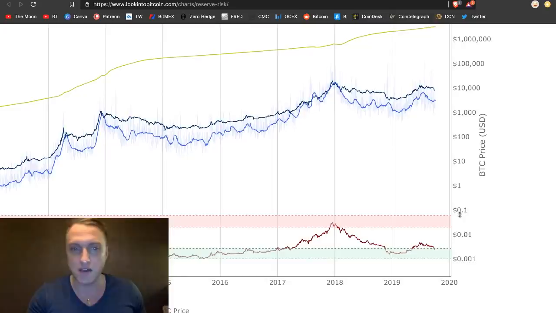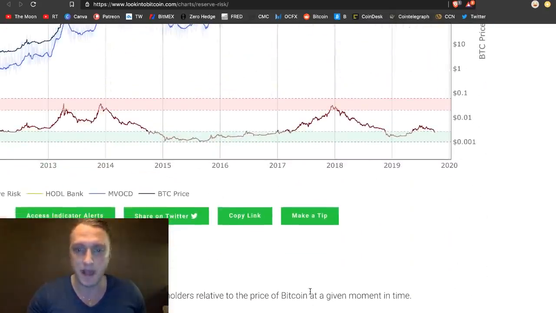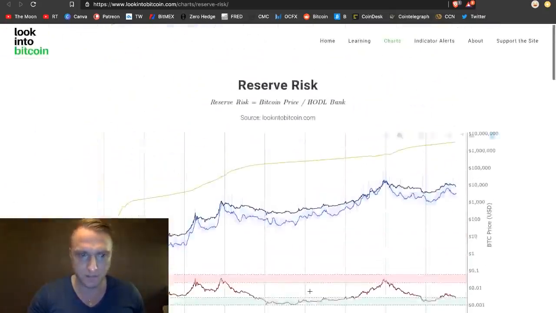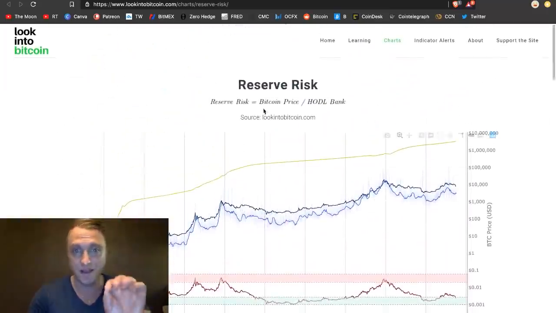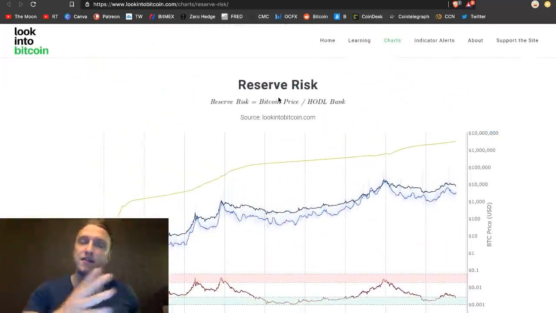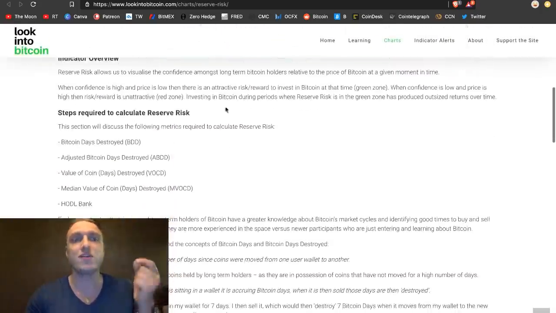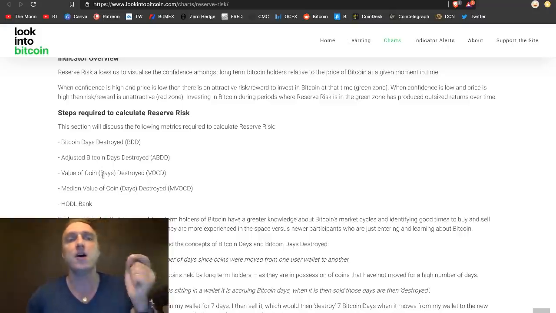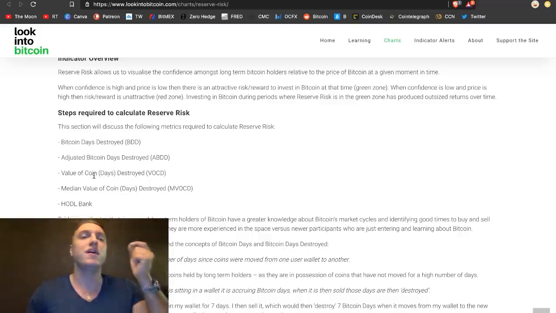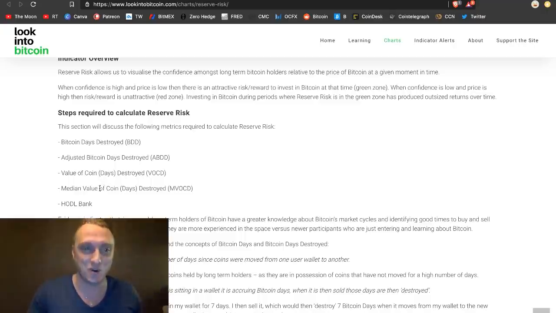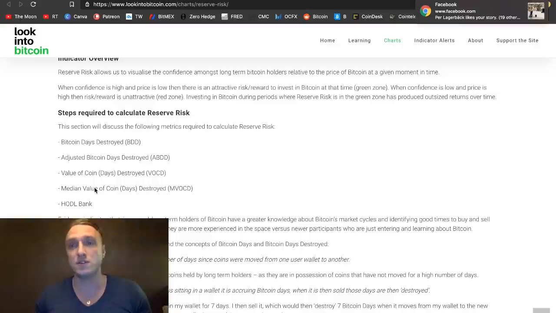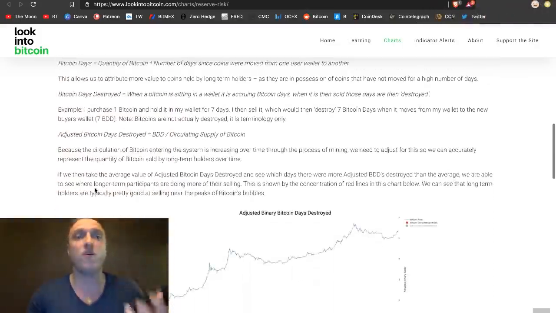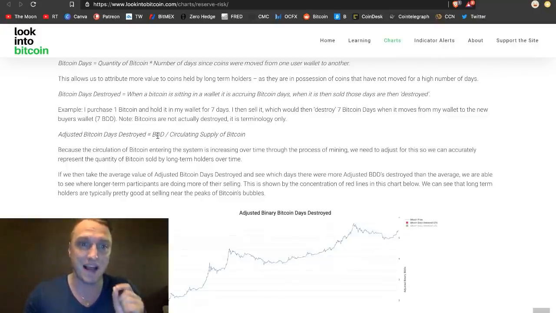First of all, we want to tell you quickly how it is calculated. If we zoom out a little bit, we can see that they are basically saying they take the Bitcoin price and they divide it by the HODL bank. To get the HODL bank, you need the Bitcoin days destroyed from the on-chain fundamental data. You need the adjusted Bitcoin days destroyed, the value of coin days destroyed, and the median value of coin days destroyed, the MVOCD. It seems a little bit overwhelming, but we will put it as simple as it can be.